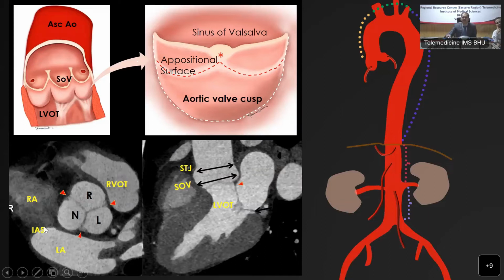So this is the interatrial septum. The cusp that faces the interatrial septum is always the non-coronary cusp. The one that is anterior is always the right coronary cusp. The one on the left is the left coronary cusp.